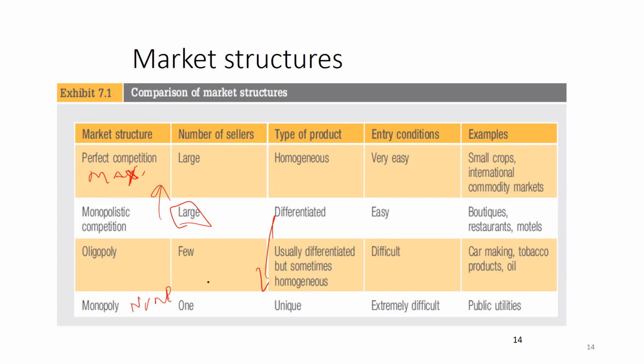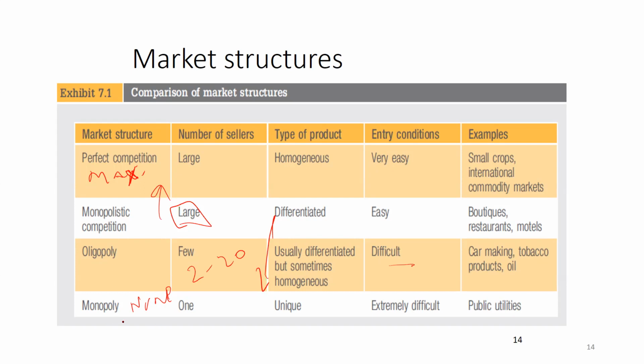Oligopoly typically has very few sellers, and you can say few sellers is 2 to 20. Within these 2 to 20 sellers, they could be selling something different or the same product. The best example to remember is cars and petrol. The petrol industry is also a kind of oligopoly, very few sellers in principle, but selling exactly the same product. Differentiated can be cars. All car manufacturers have a little bit of difference in the design or pattern of their car. Entry conditions are definitely difficult.